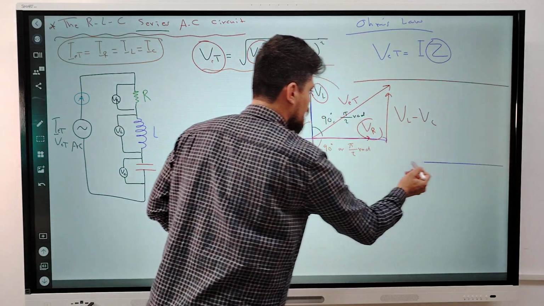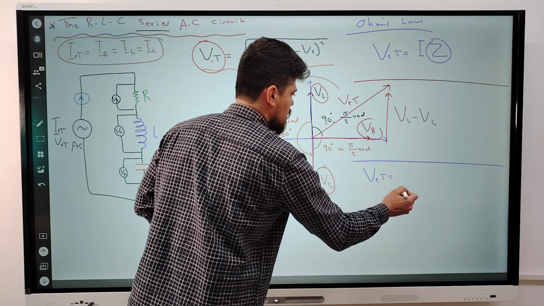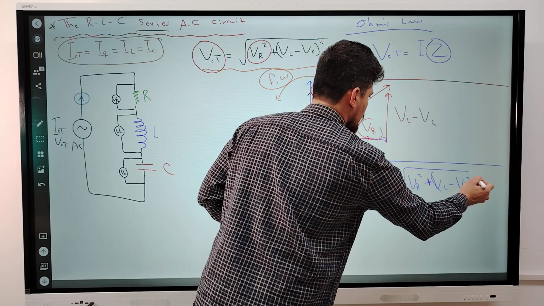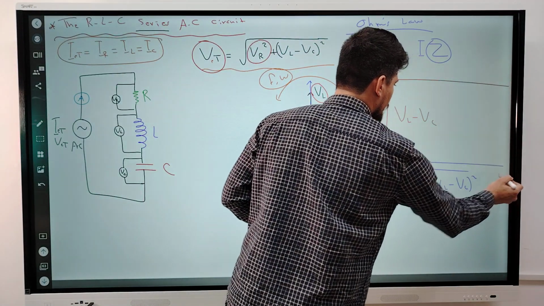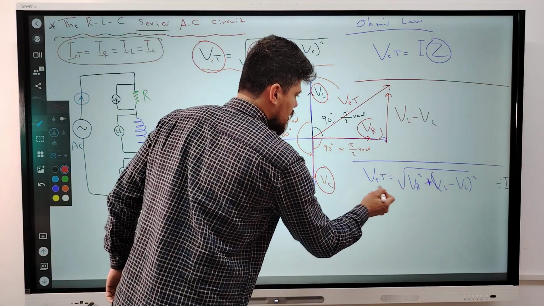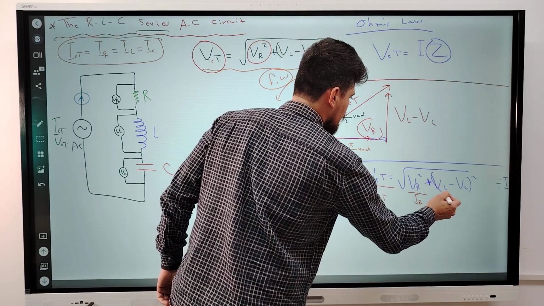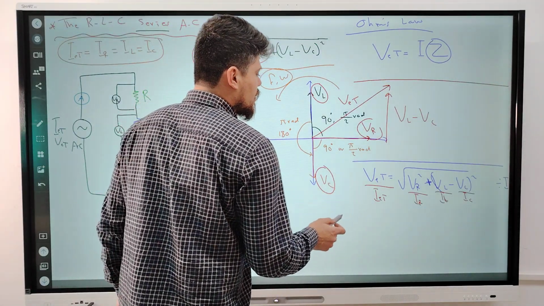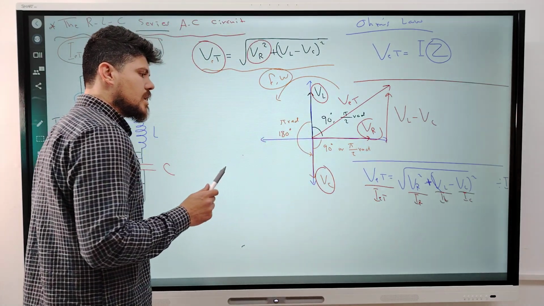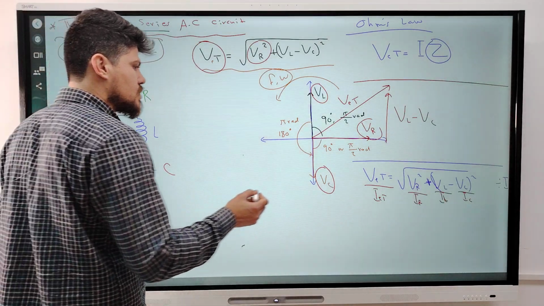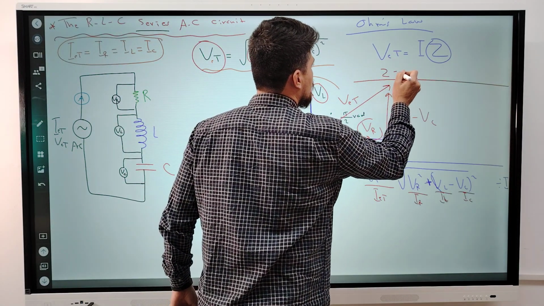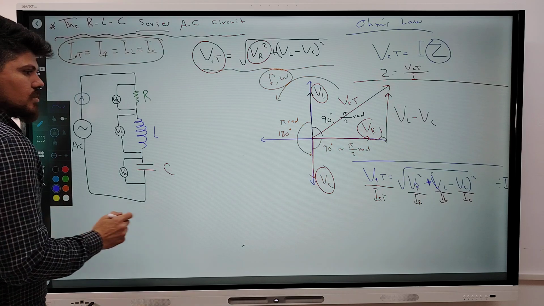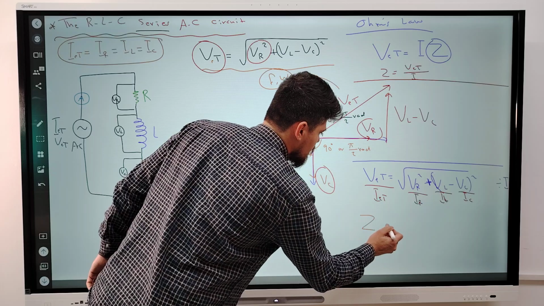According to this equation, look, VE total is equal to the square root of VR squared plus VL minus VC squared. If you divide this equation by the current, IE total, the current across the resistance, the current across the inductance, and the current across the capacitance are all equal because it is a series connection. As you know, according to Ohm's law, VE total over IE total is equal to Z.